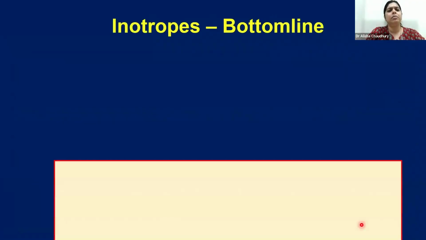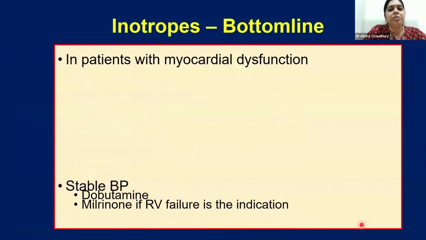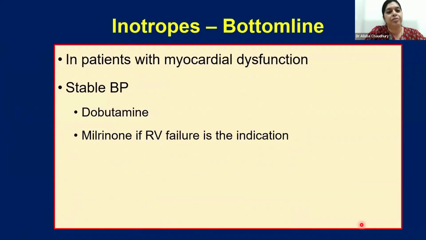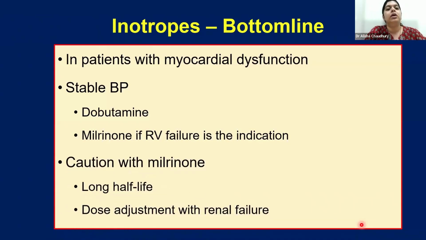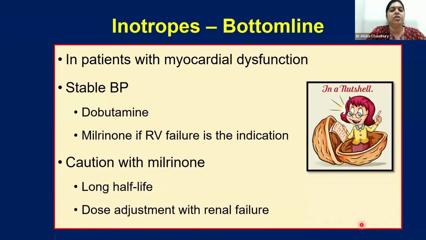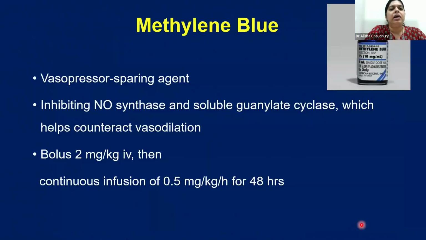So inotropes, the bottom line will be that in patients with myocardial dysfunction, you are going to prefer inotropes. If you have stable blood pressure, you can start dobutamine. If there is right ventricular failure, because milrinone reduces pulmonary artery pressures, it can be preferred. Only problem with milrinone is long half-life and dose adjustment with renal failure.